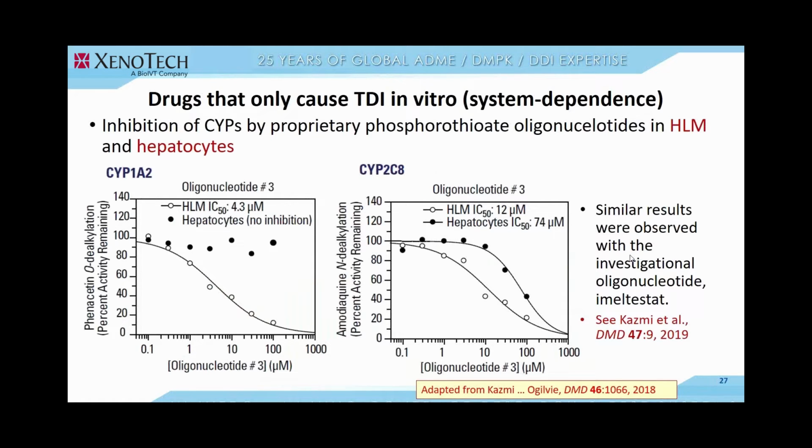And similar results were actually obtained recently with the investigational oligonucleotide called imetelstat. Faraz Kazmi and his colleagues at Janssen published this just last year. They used only cryopreserved hepatocytes and saw very little inhibition in cryopreserved hepatocytes. And that is also a phosphorothioate backbone oligonucleotide.